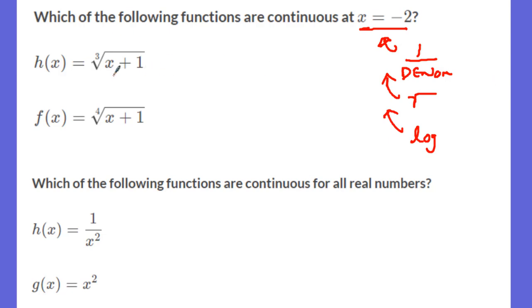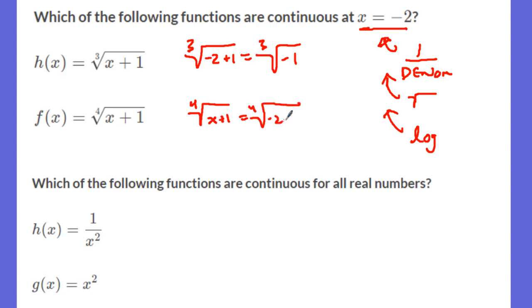So you can see if we plug -2 in here, the cube root of -2 plus 1 is the cube root of -1. Here is the fourth root of x plus 1, which means the fourth root of -2 plus 1, which is the fourth root of -1. I think I misspoke earlier. I should have said even number radical functions give us discontinuities. You can see here, the cube root of -1 is -1. The fourth root of -1 is undefined.